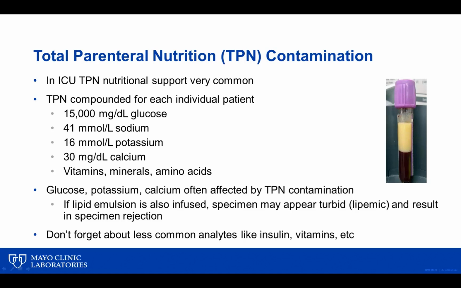Very high potassium, so when normal is 4 to 5 millimole per liter, this is 16. And then a very high calcium of 30 milligrams per deciliter, and then some other vitamins, minerals, and amino acids. Therefore, one or more signs of contamination would be an increased glucose, an increased potassium, an increased calcium, and then potentially a decreased sodium.